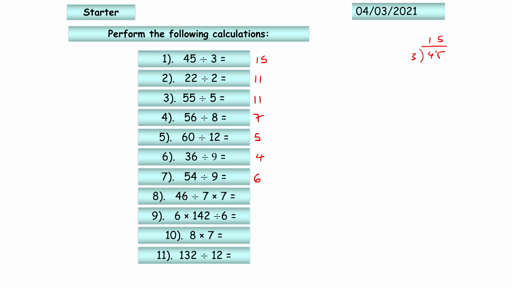This is an unusual one. Once you divide by 7, then multiply by 7. So because we're dividing by 7, then multiplying by 7, 46 doesn't change. So our answer is 46. Same sort of thing here. First you times it by 6, and then you divide it by 6. So we stay at the same number. 8 sevens are 56, and 132 divided by 12 is 11.